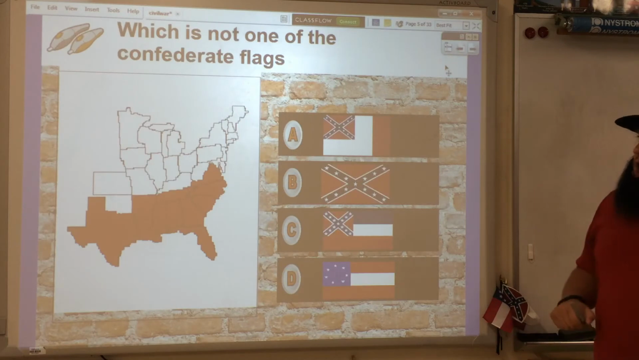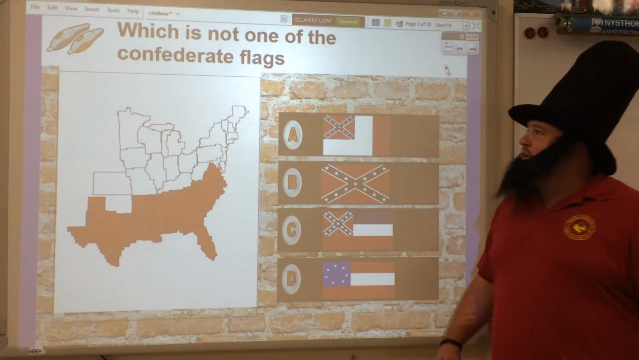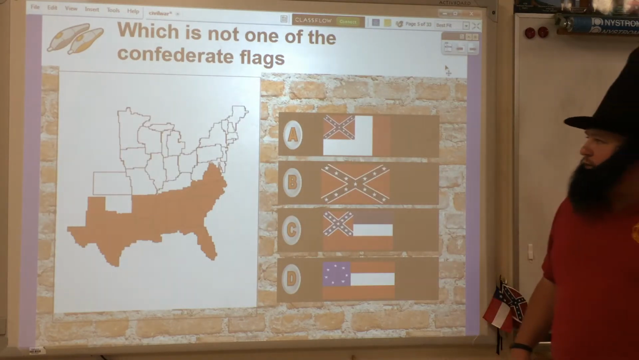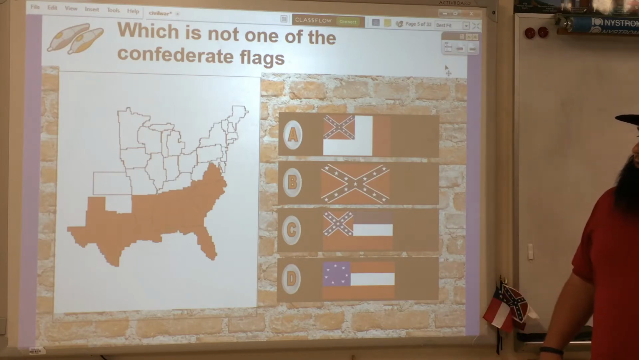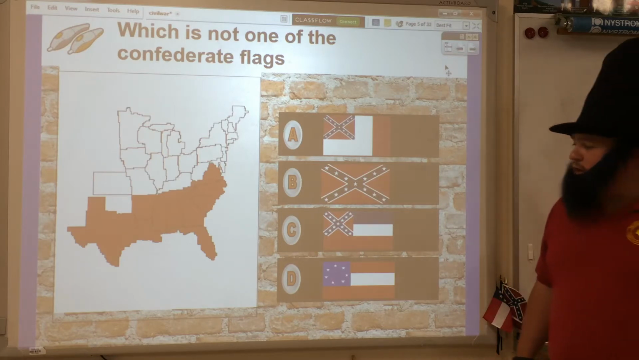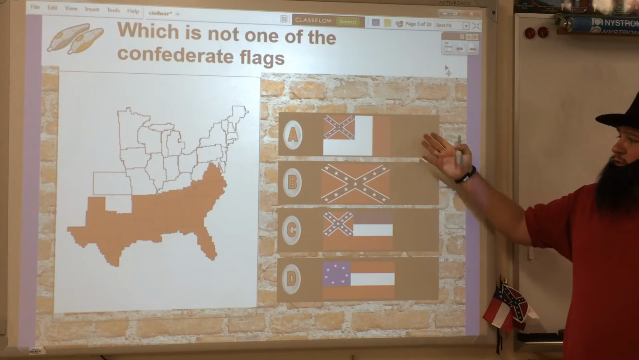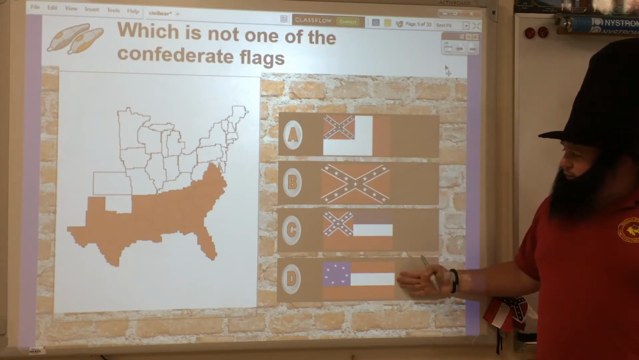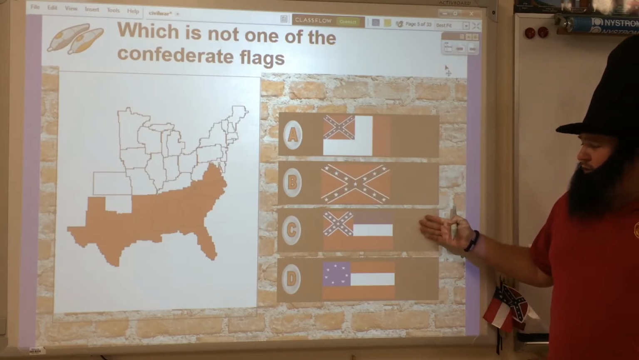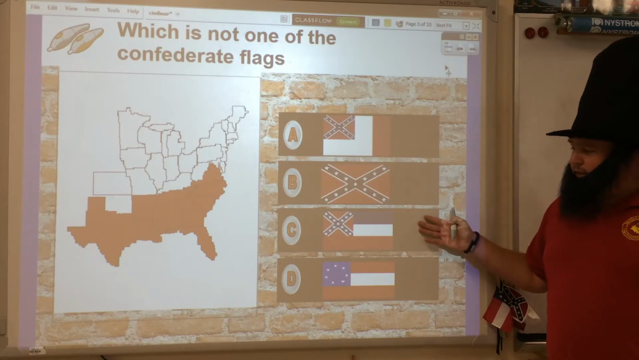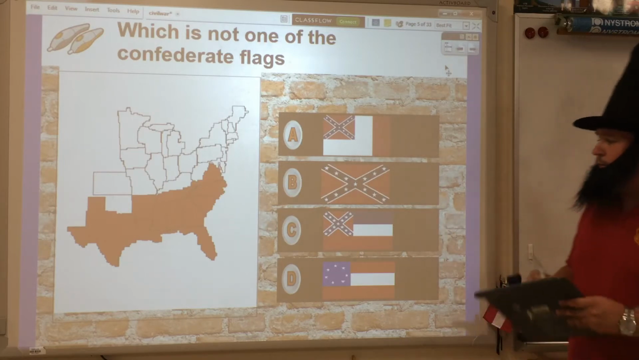All right, so, like I just said, which one is not one of the official Confederate flags? Okay, and if you remember from class, this one's an official flag, this is a naval flag, this is an official flag. This right here is the state flag of Mississippi. I believe it's not an official Confederate flag, no.